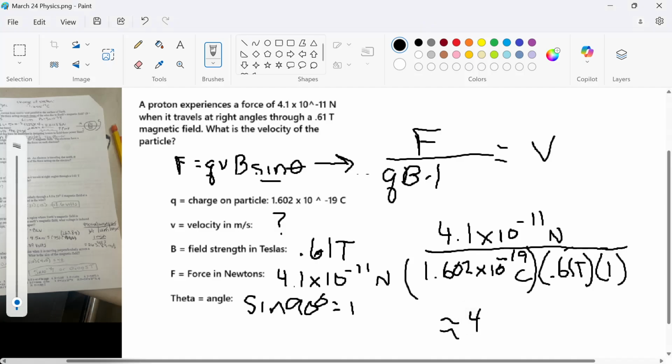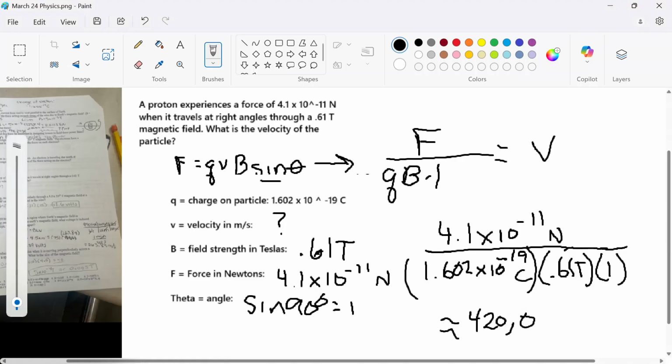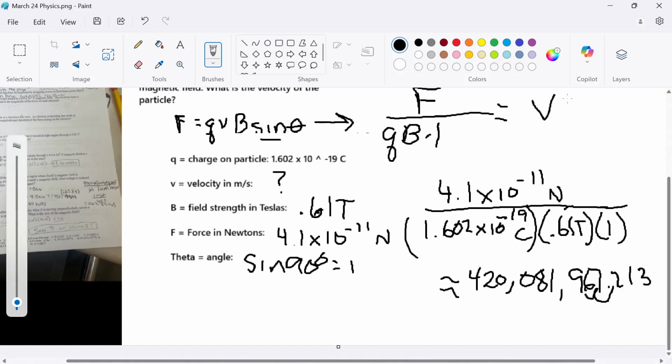420,081,967.213. And if I write that in scientific notation, 1, 2, 3, 4, 5, 6, 7, 8, it's approximately 4.2 times 10 to the 8th, and it's in meters per second. It's pretty fast, but that's the answer I get with these numbers.